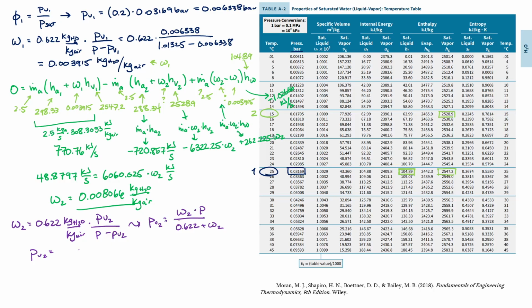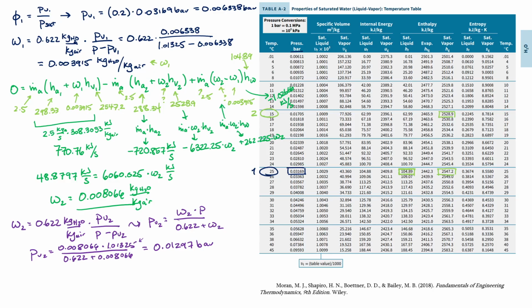So that gives me a value of 0.008066 times 1.01325 divided by 0.622 plus 0.008066, which is going to give me a value of 0.01297 bar, because I put this value in bar. That'll give me a value out in bar.